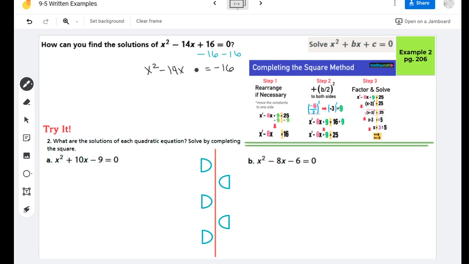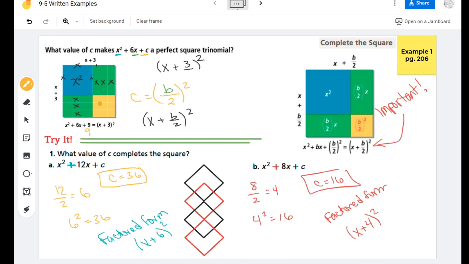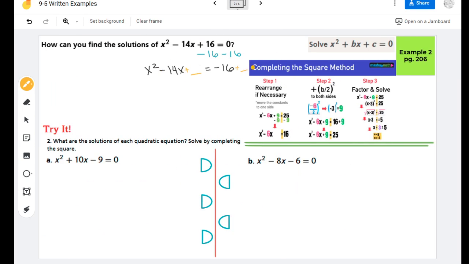Now I leave a little blank because I'm going to be adding to each side of the equation. Remember from example 1 where we had these yellow pieces that were our c values? I'm adding that into each side to make this a perfect square trinomial so I could factor it. So in order to find that value, I take my b value, I divide it by 2, and then I square that. So I'm adding 49 to each side.